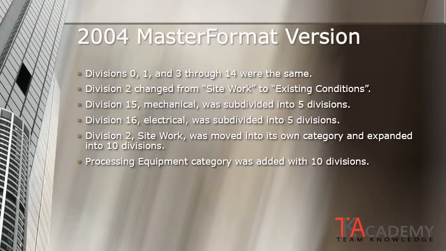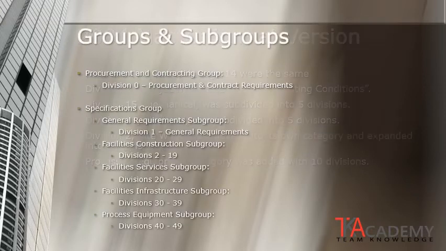Division 2, site work, was moved into its own category and expanded into 10 divisions. Process equipment category was added with 10 divisions. Also new to the 2004 master format version and subsequent follow-on versions was the introduction of groups and subgroups.